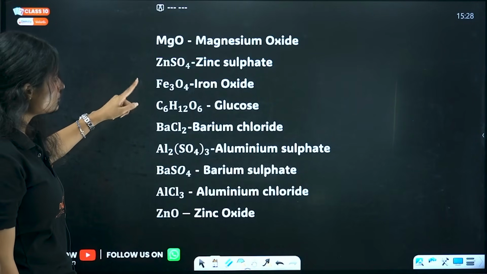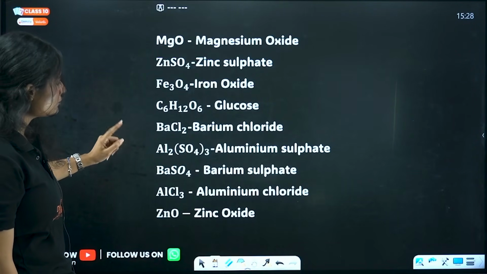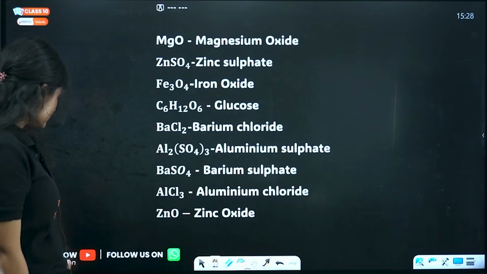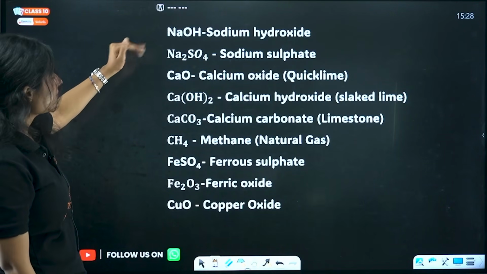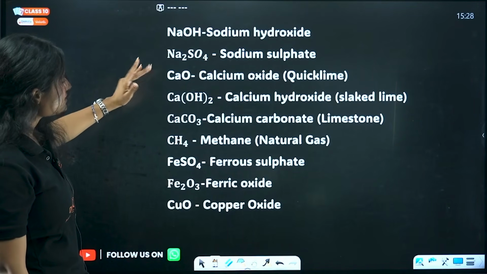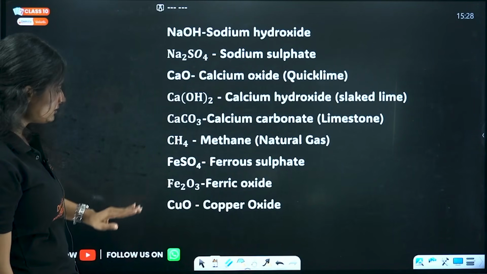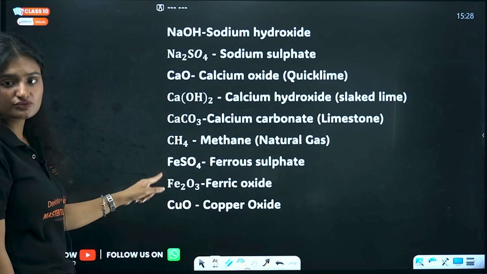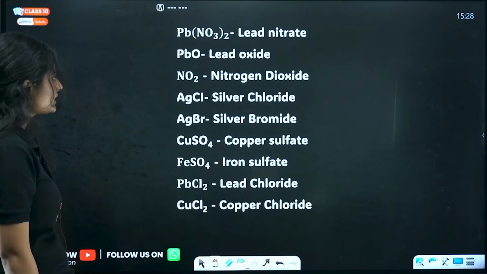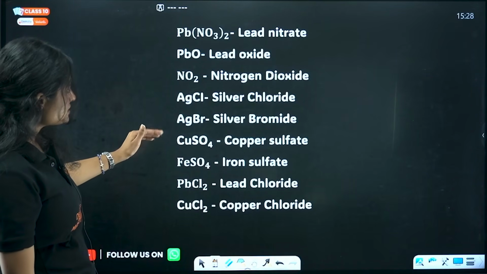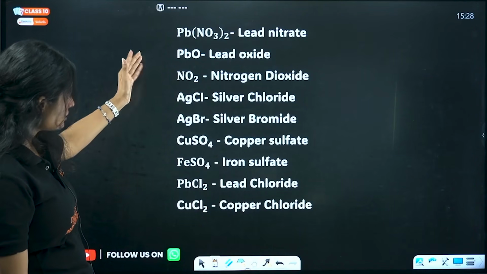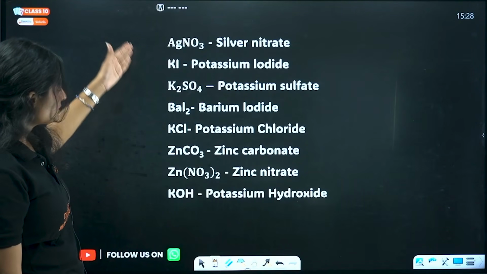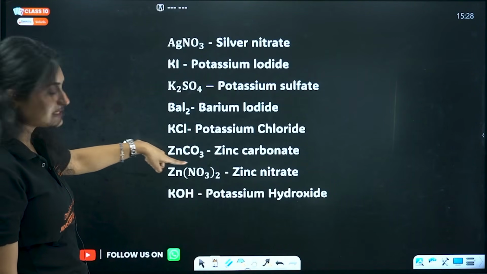MgO, ZnSO4, iron oxide, glucose, barium chloride, aluminum sulfate, barium sulfate, aluminum chloride, zinc oxide, all the formulas. Sodium hydroxide, sodium sulfate, calcium oxide. We have ferric oxide, copper oxide is important, the color is blue. Ferrous sulfate, FeSO4, methane, that is also natural gas. Lead nitrate is important. Then you have nitrogen dioxide, lead oxide, lead chloride, copper chloride. Okay. Potassium sulfate, zinc carbonate, ZnCO3.